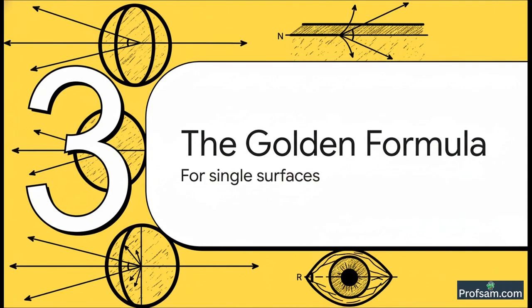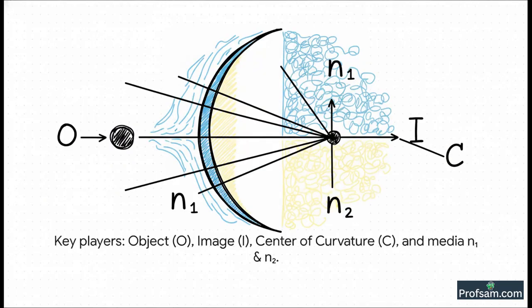Now, for your exams, we need to convert this idea into a formula. And for refraction happening at a single curved surface, there is one golden formula that you must remember. It's the key to this entire topic. Before I show you the formula, let's meet the main players in our story. Look at this diagram. It's straight from your NCERT book. We have an object O, we have its image I, and we have C, which is the center of the sphere this surface is a part of. We call it the center of curvature. And light is traveling from medium 1, which has a refractive index N1, into medium 2 with refractive index N2.